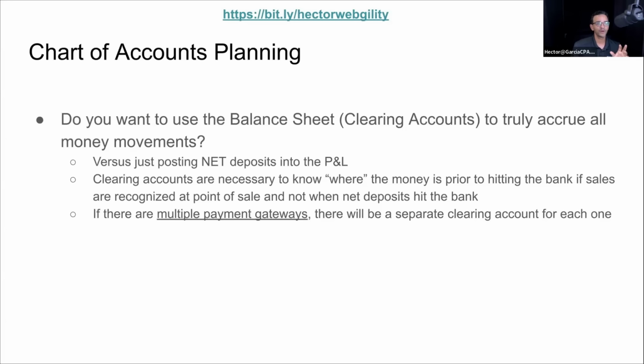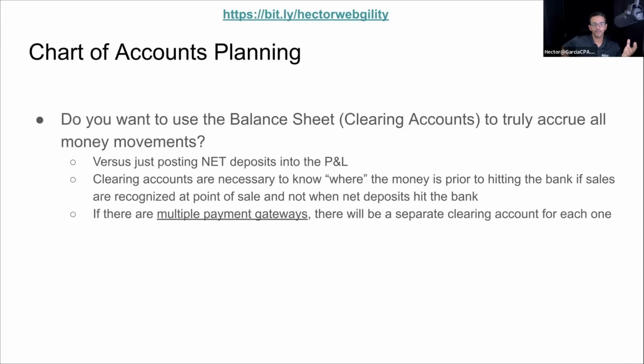So a lot of people skip balance sheet transactions and they only do P&L, which means they wait until the money hits the bank. And whatever net money hits the bank, that's what gets recorded, and that's it. A lot of people go that route. I know it's simple. The problem is it doesn't give you the big picture. It doesn't give you accruals.